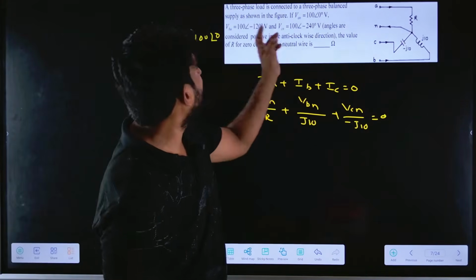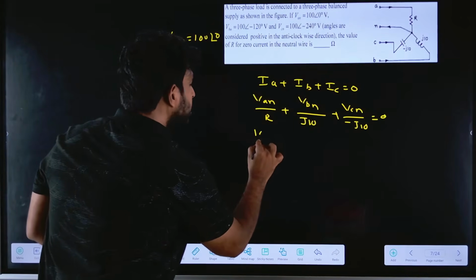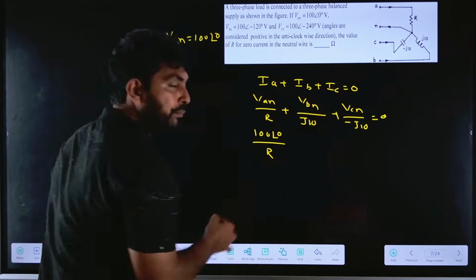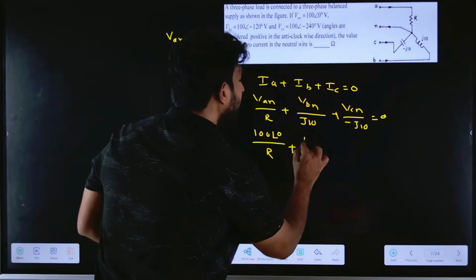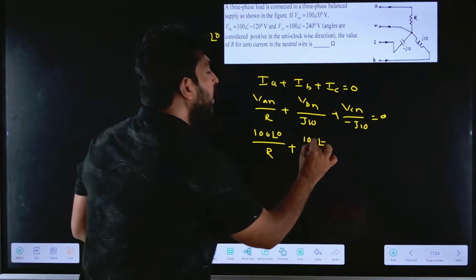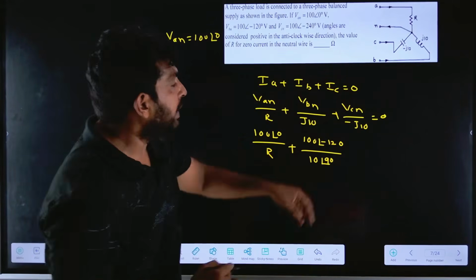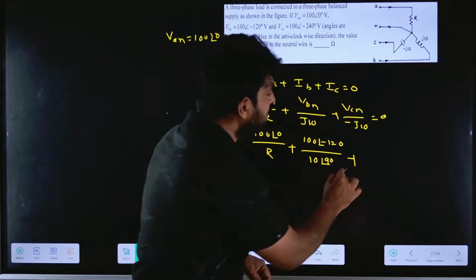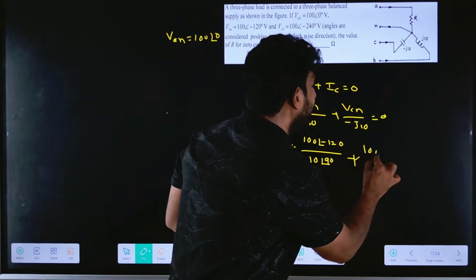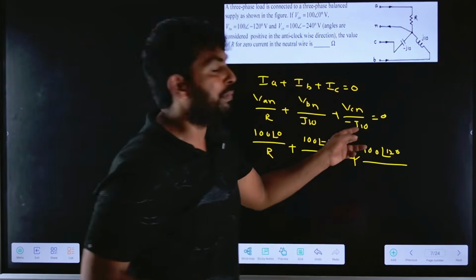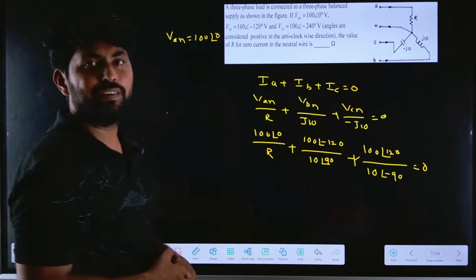Now find VAN. Already VAN, VBN and VCN values were given. So what is the VAN? 100 at an angle 0 divided by R plus VBN, which is 100 at an angle of minus 120 divided by 10 at an angle of 90 degrees, right? And then VCN is 100 at an angle of minus 120 plus 120 divided by minus Z10, so 10 at an angle minus 90, which is equal to 0.